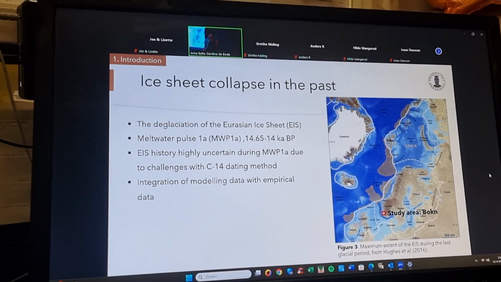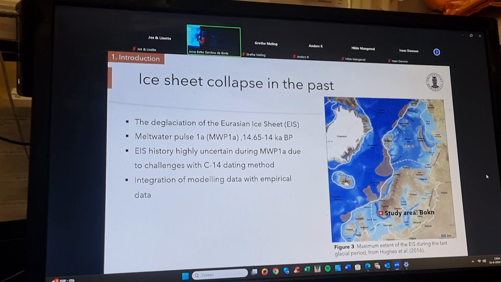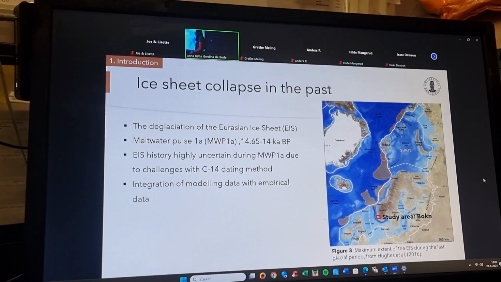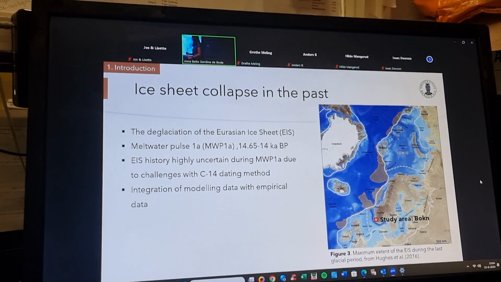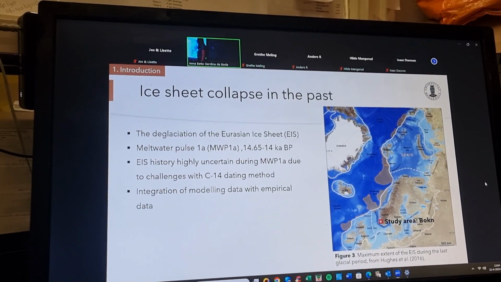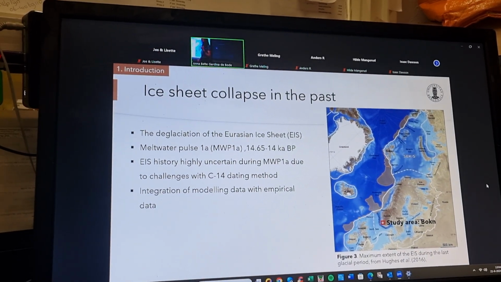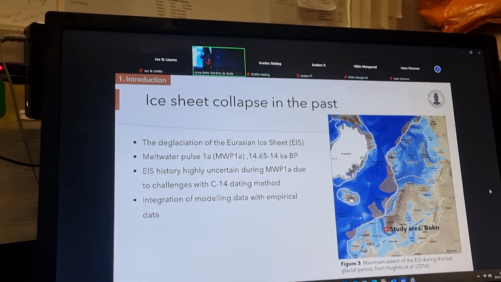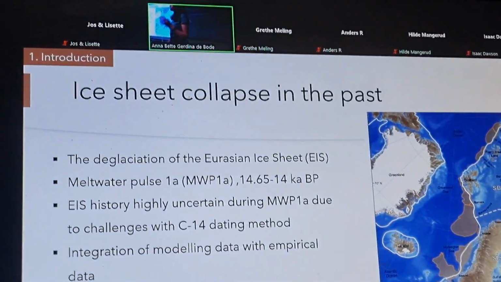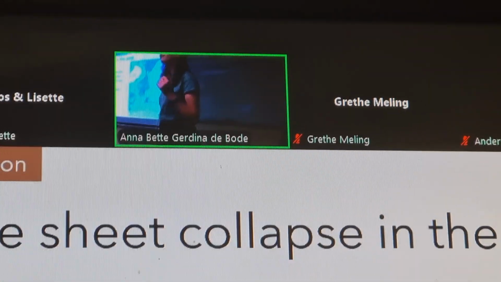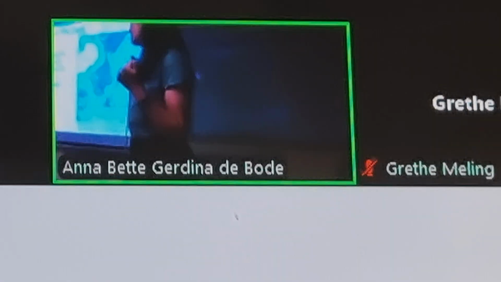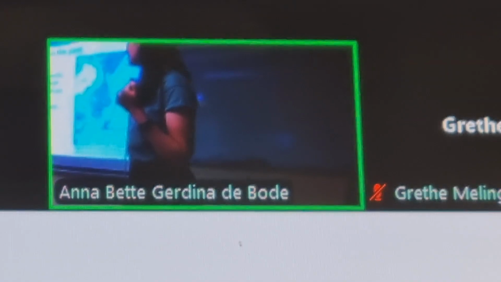We can learn from that by studying it. However, the deglaciation history of the Eurasian ice sheet is quite highly uncertain during the meltwater pulse warming period, and this is because of problems that we have with the radiocarbon dating method in this time period. And specifically, it has to do with the marine reservoir effect, which is fairly unknown during this period.